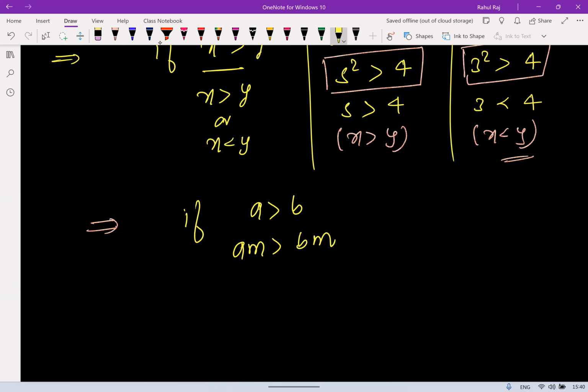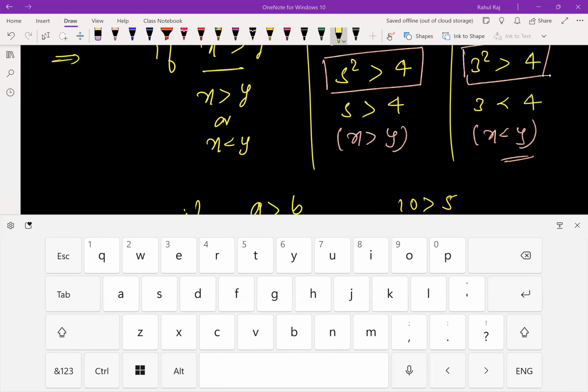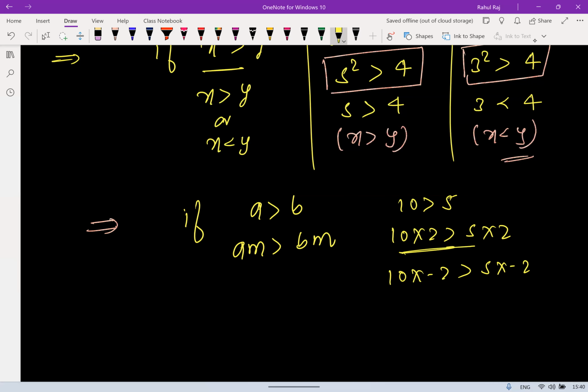Please understand, I'm writing everything in terms of variables. So when I write a variable, you should understand that it could be positive or negative, which is not given to you here. So saying that AM is greater than BM, we cannot say this. Imagine 10 is greater than 5. You can say 10 cross 2 is greater than 5 cross 2. But can you say 10 cross negative 2 is greater than 5 cross negative 2? Agreed? So we can't say this.